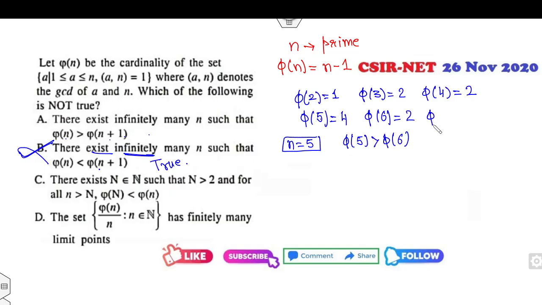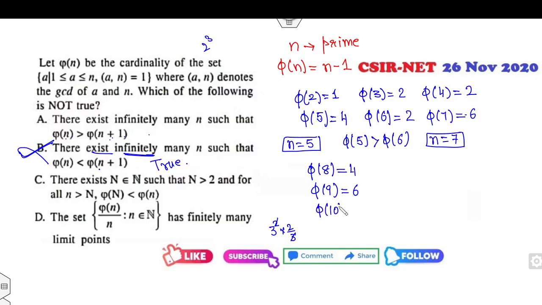Now what is phi of 7? 7 is a prime number, so it is 6. Choosing 6 is not satisfied. Phi of 8, with 8 written as 2 raised to power 3, is 4. Clearly n equal to 7 is also satisfied, since 6 is greater than 4. Now phi of 9, that is 3 squared, gives 9 times 2 over 3, so that's 6. Phi of 10, with 10 written as 2 into 5, is 4. Clearly 9 is also satisfied.